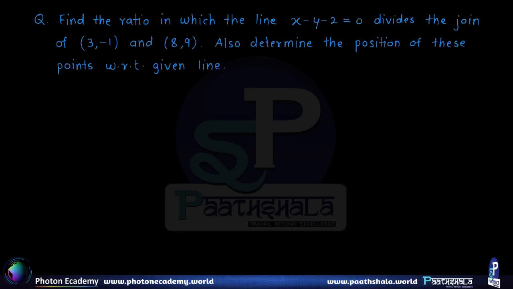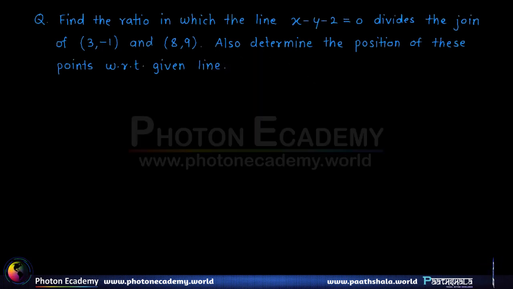Now let us solve some miscellaneous examples based on the formulae related to straight line. In this question we have to find the ratio in which the line x minus y minus 2 equal to 0 divides the join of points (3, -1) and (8, 9). Also determine the position of these points with respect to the given line.